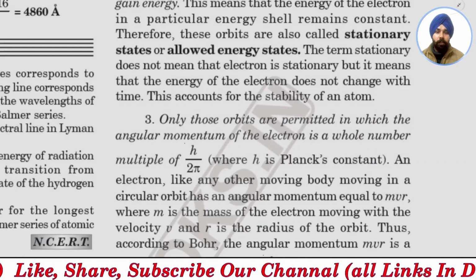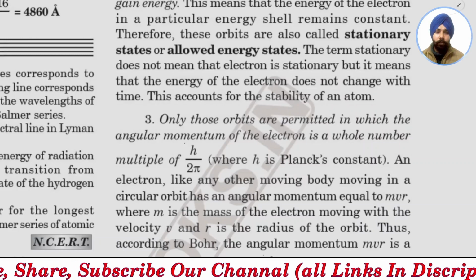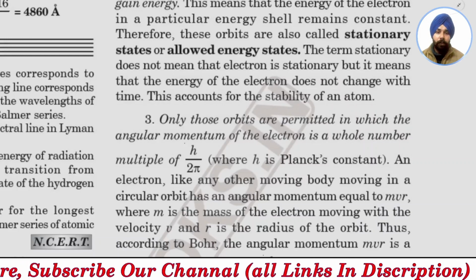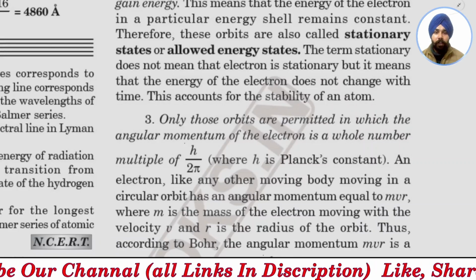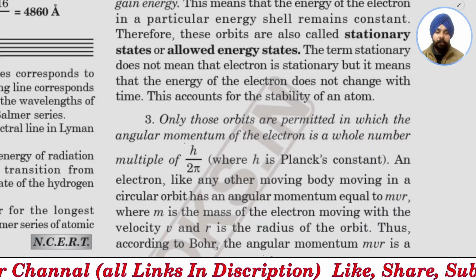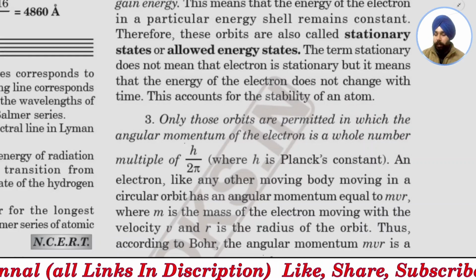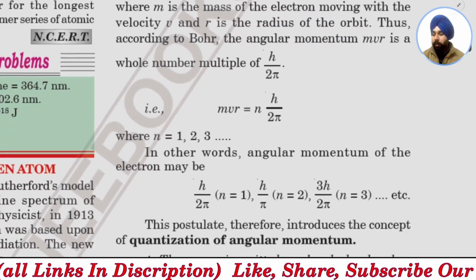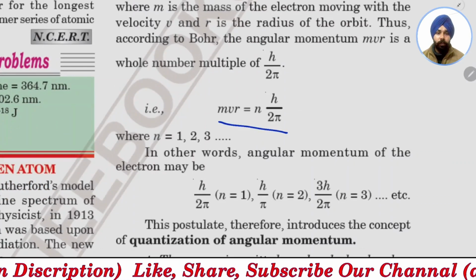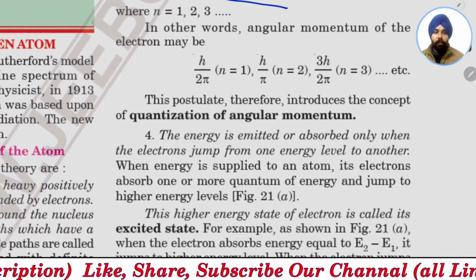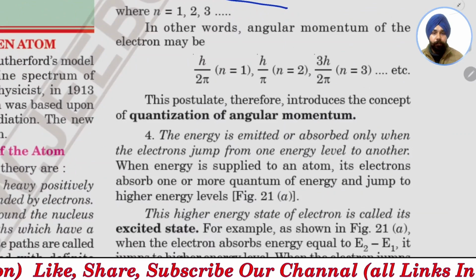An electron, like any other body moving in a circular orbit, has angular momentum equal to mvr, where m is the mass of the electron moving with velocity v and r is the radius of the orbit. So according to Bohr's model, mvr equals n h by 2 pi, where n can have the value 1, 2, 3 and so on. This is the quantization of angular momentum.